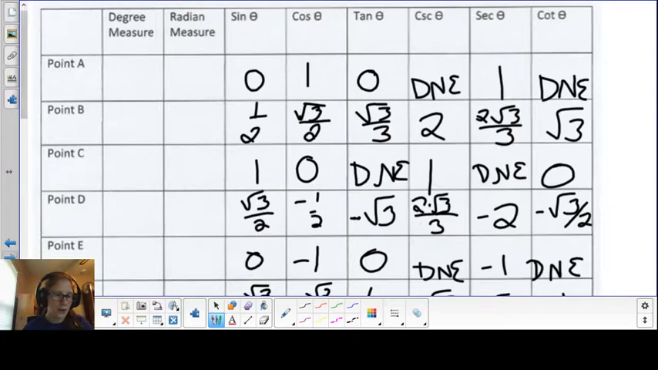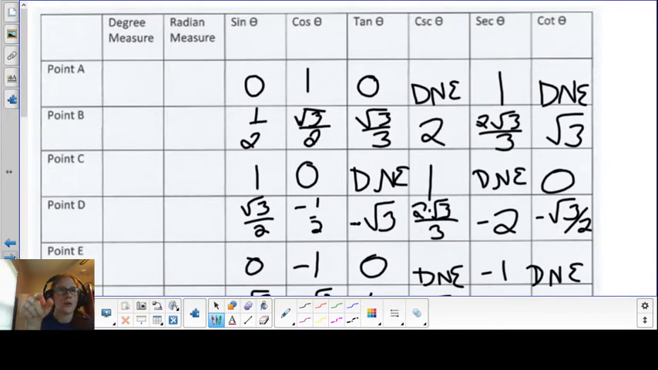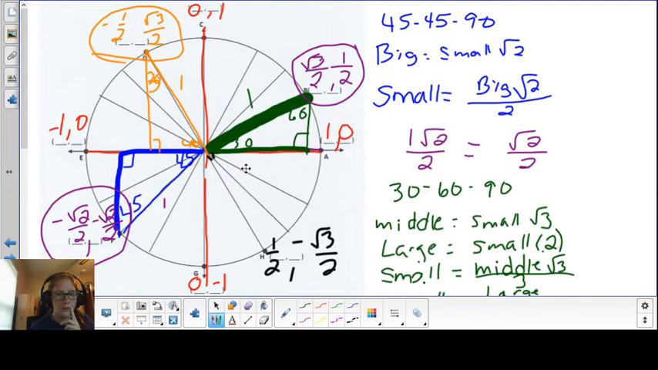Well, point A was located where? 0 or 360. Because we know if we go all the way around, we're still in the same spot. So I have 0/360. Point B we discovered was 30.